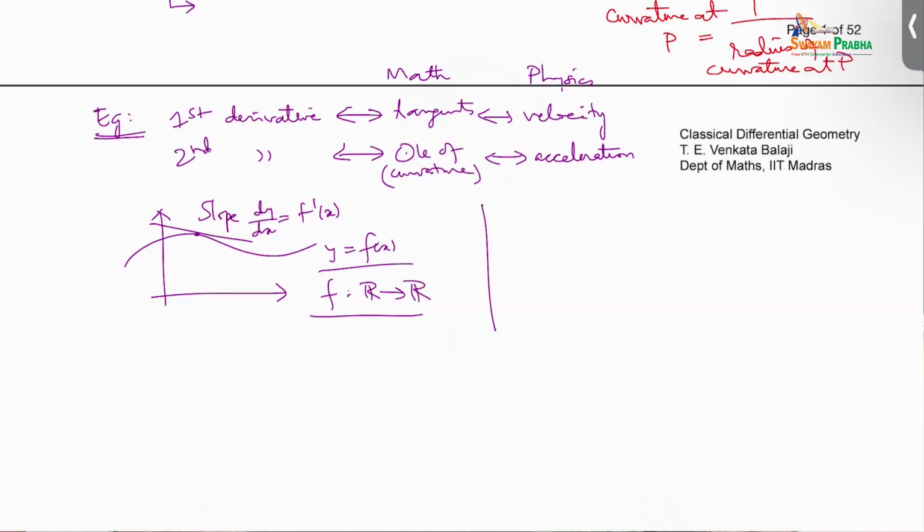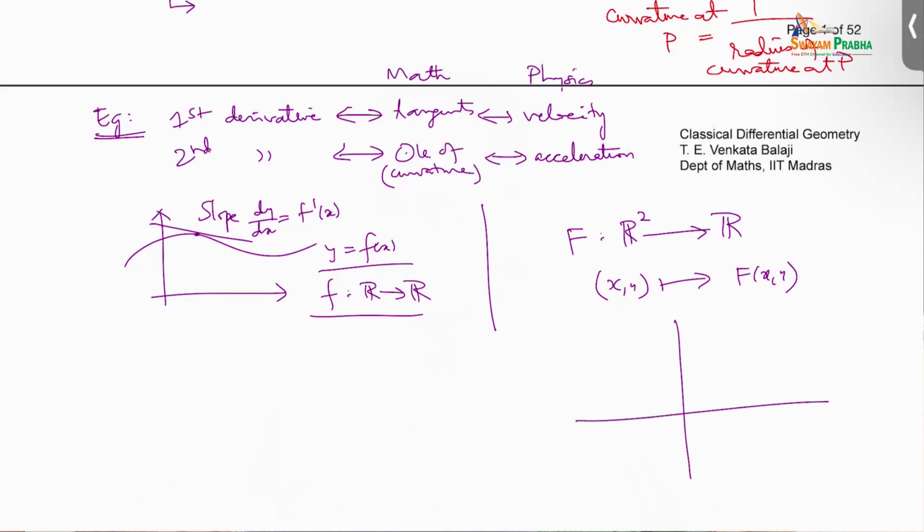You could have taken a function from, let us say, R2 to R. Let me use a different letter, capital F, from R2 to R, taking a point (x, y) in R2 to F(x, y). What happens in this case? What is the first derivative? There are two independent variables, x and y, so you'll have two first derivatives, the partial derivatives. You will get F_x and you will get F_y, two of them.